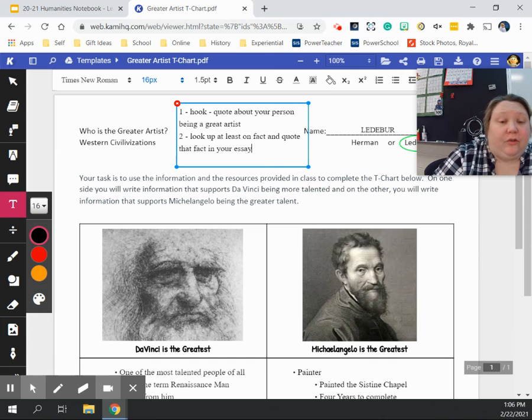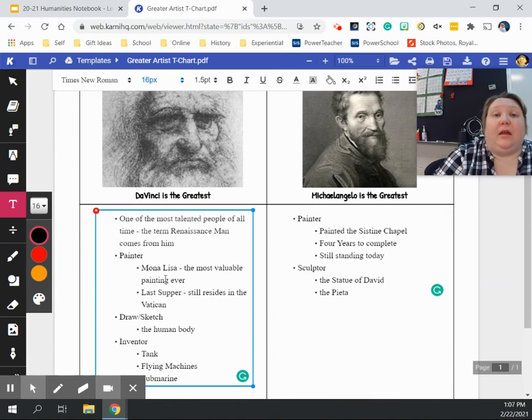Then, if you choose Da Vinci as your person, then you would do your two reason paragraphs from this column and your Astor paragraph from this column. If you choose Michelangelo as the greatest, you would do your two reason paragraphs from this column and then do your Astor paragraph from this column. It depends on what you pick. And what you pick is up to you.